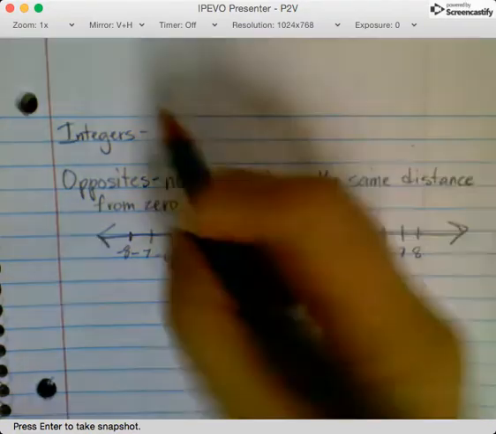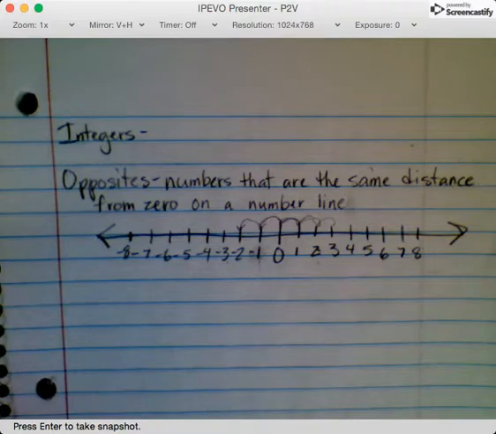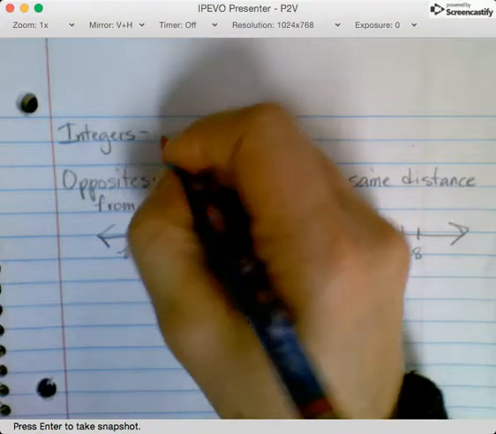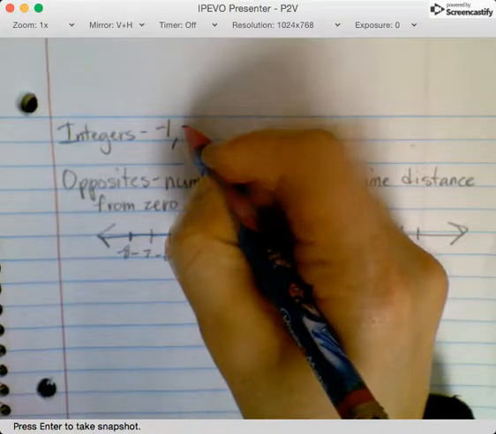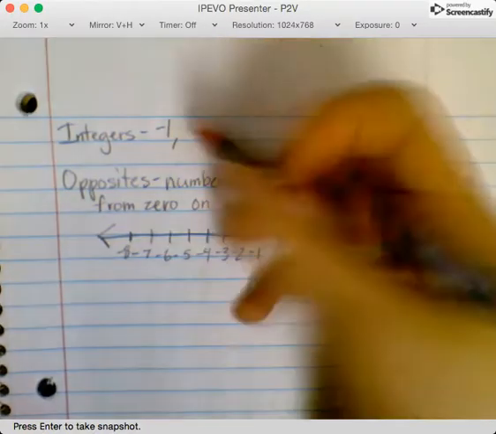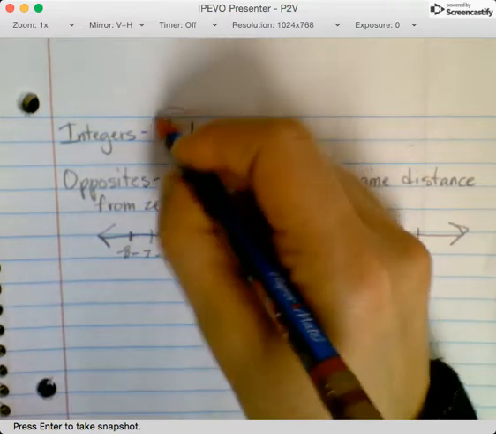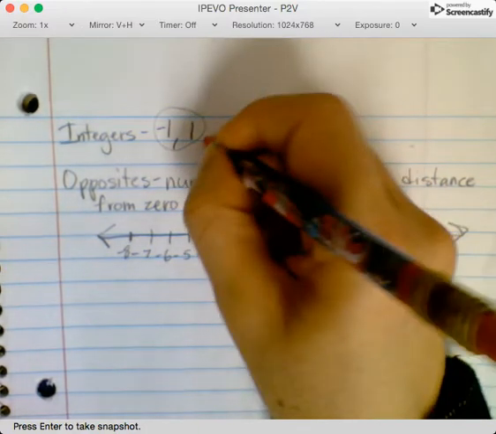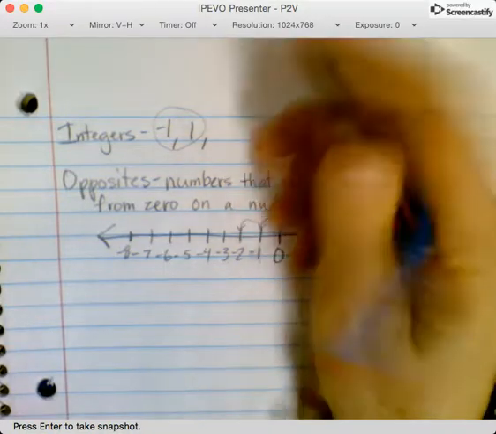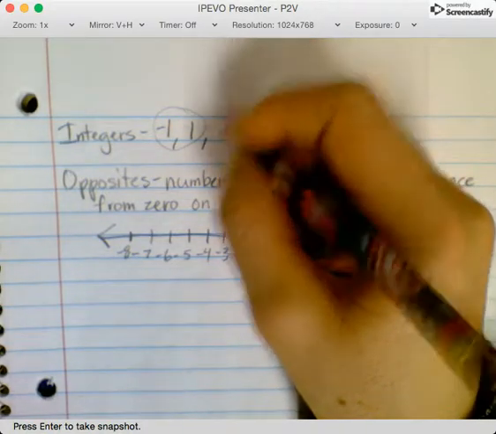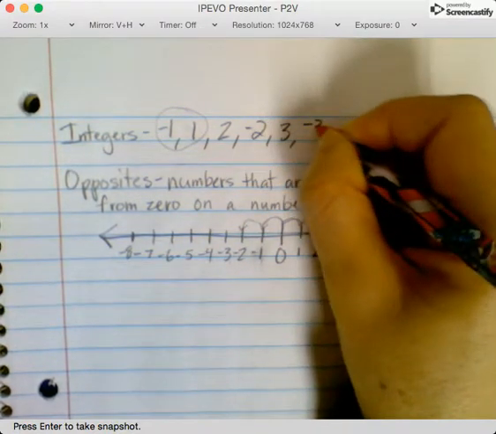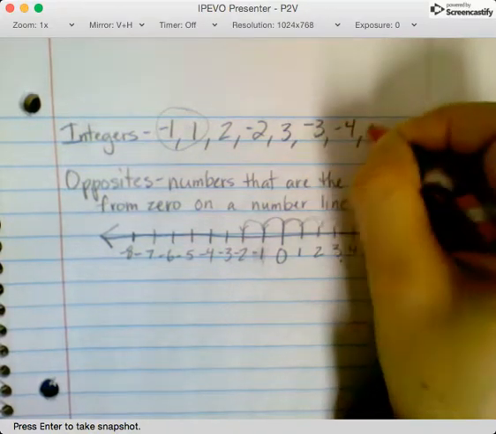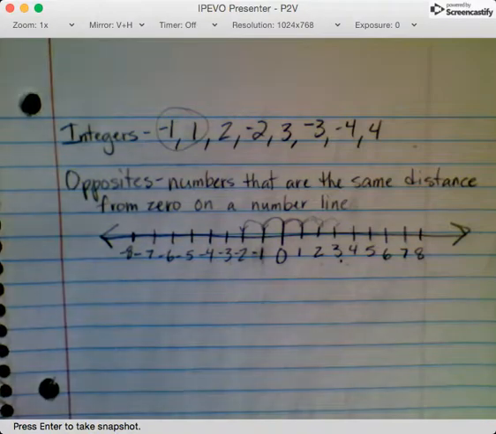So integers are actually in the book defined as the set of whole numbers and their opposites. So for instance, if I had 1 and -1, and notice whenever I do these, the positive numbers, I don't always write the positive sign in front of them. Sometimes you can, but you don't need them. 2 and -2, 3 and -3, 4 and -4, and so on. Okay, so those are all integers.